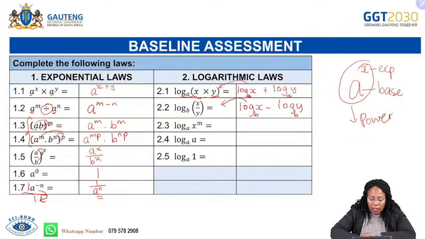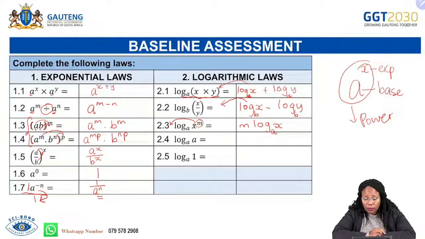And then 2.3, this is playing a major role, grade 12, on your logarithms. If you're having an exponent there, this exponent now, the rule allows you to take the exponent to be the coefficient there. Then it will be m log of x with base a. So you can play around. You can take this m back to its exponent. You can take it from exponent to the coefficient then. That is the third rule of logs there.